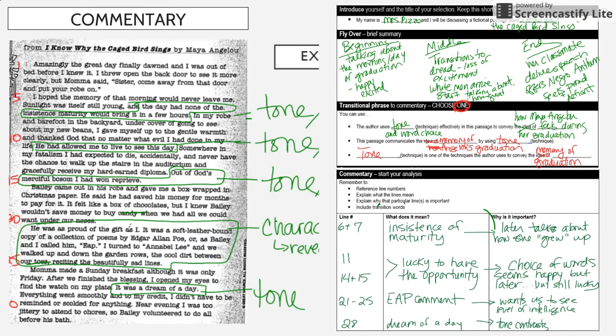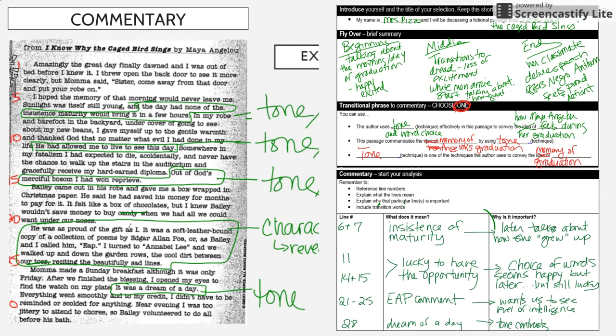The author uses tone and word choice in this passage effectively to convey how Maya Angelou actually feels during this graduation. To begin, we're going to start with the very beginning, with lines 6 and 7. It says, "The day had none of the insistence maturity would bring. It would bring in a few hours."